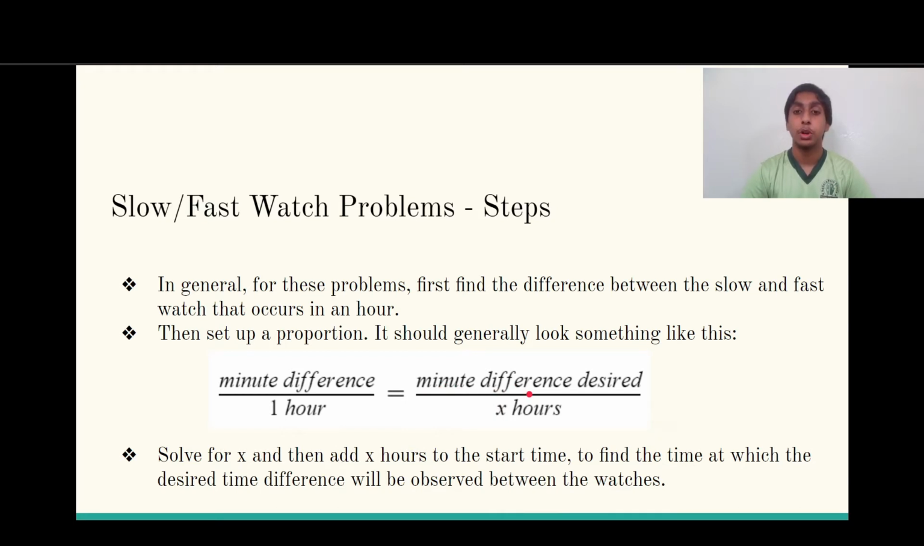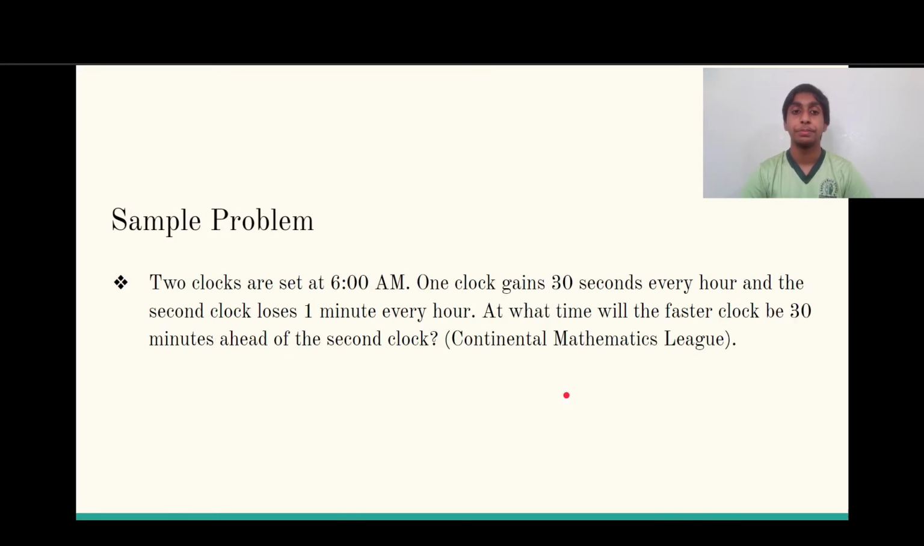And this will be given in your question. All you're going to be solving for is X. Then make sure to add X to your start time, because usually they'll ask at what time will they be the same, or at what time will this difference be seen. They're not going to be asking how long it will take. So make sure to add X hours to the start time to get the time at which your desired minute difference will be observed. Okay, so here's a sample problem for this.